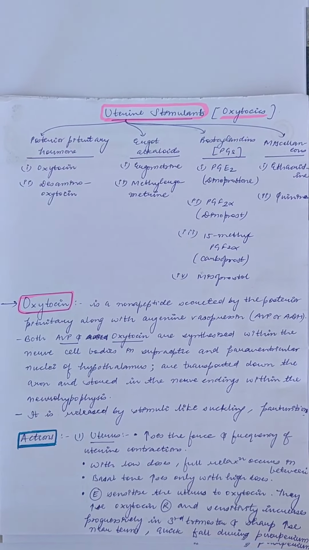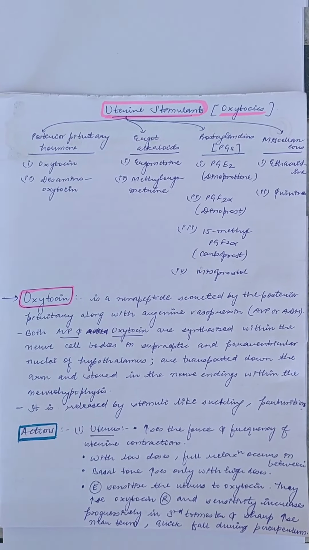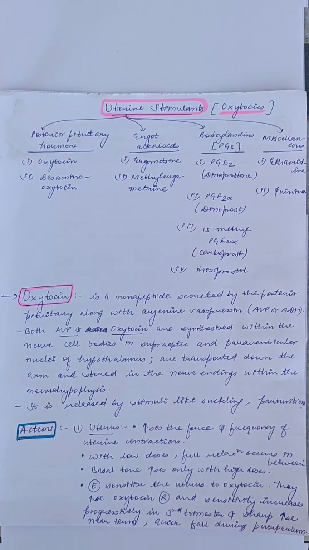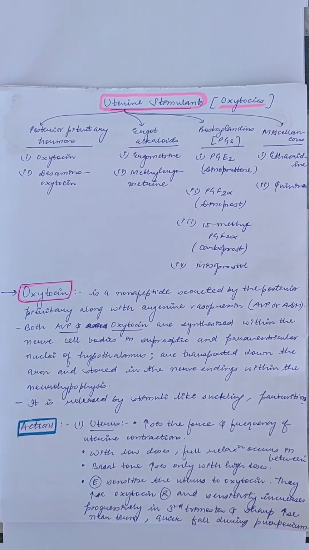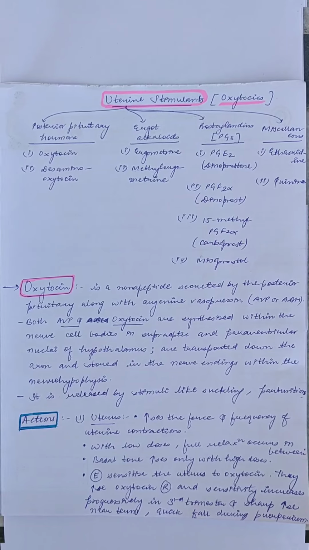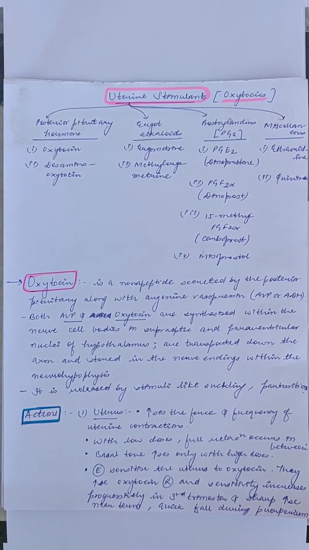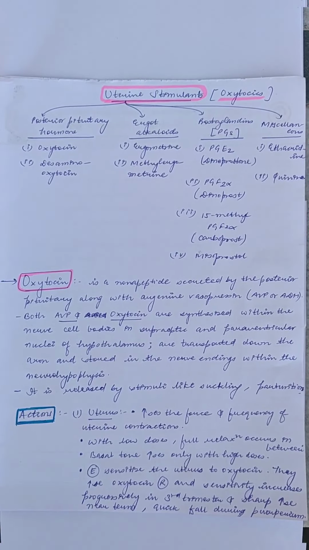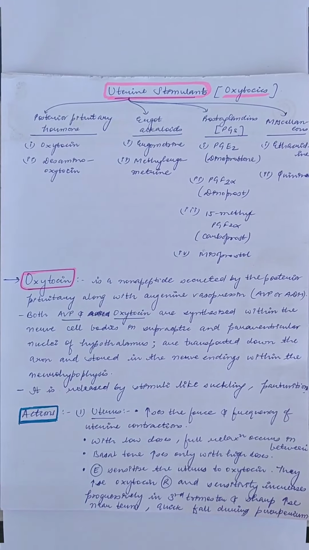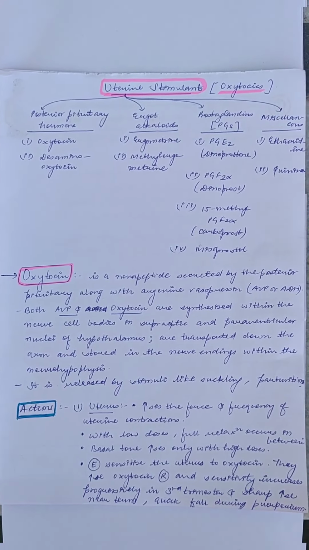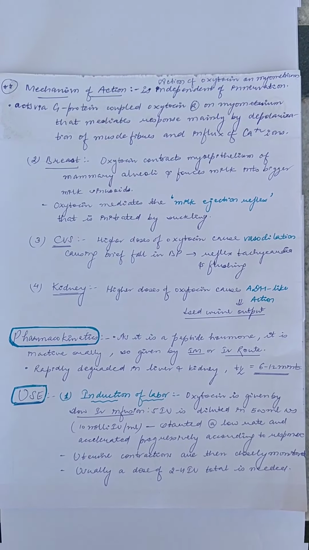Now we will talk about the actions of oxytocin. First, we will talk about the action on uterus. Oxytocin increases the force and frequency of uterine contractions. With low doses, full relaxation occurs in between, that is physiological, and basal tone increases only with the high doses. Estrogen is going to sensitize the uterus to oxytocin, and it increases the oxytocin receptor, and sensitivity increases progressively in the third trimester, and sharp increase is seen near term, quick fall is seen during puerperium.